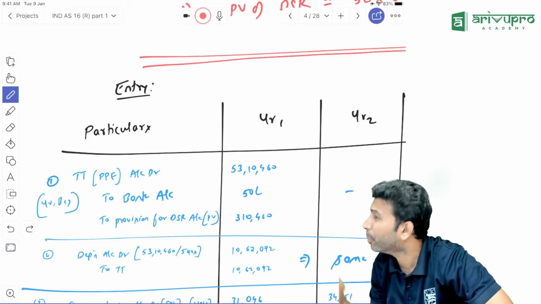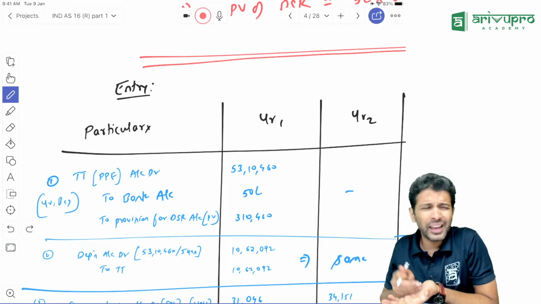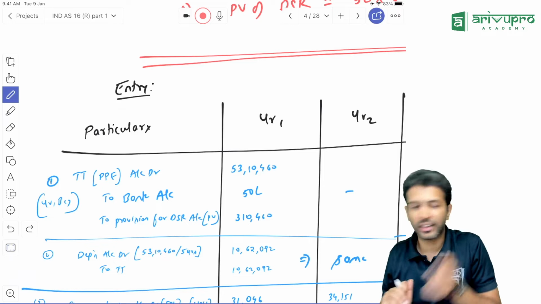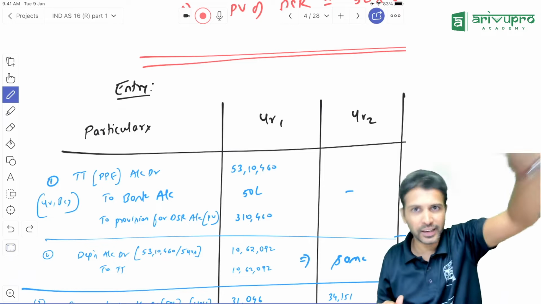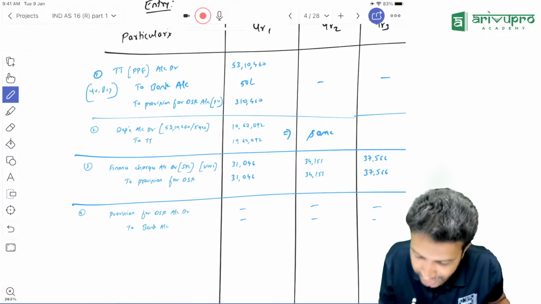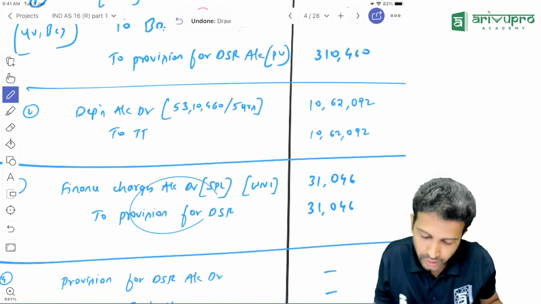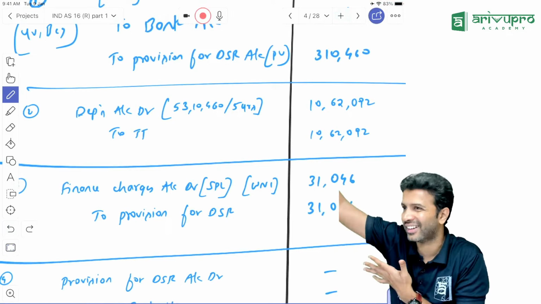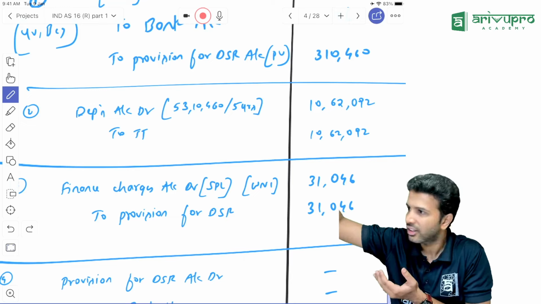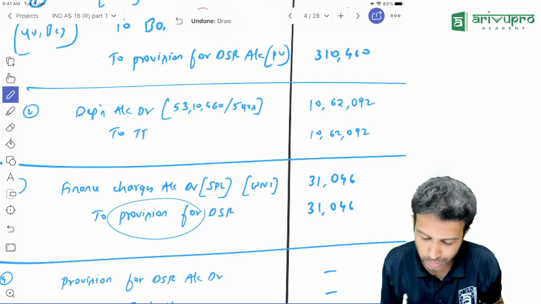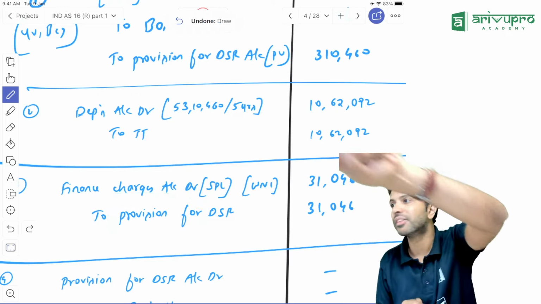Interest account debit to bank. Here, are you paying interest every year, or is it just for accounting sake? It is for accounting sake. That means the entry for interest will be finance charges account debit, to what? To bank? No, it will be to provision for DSR, because you are settling 5 lakh in totality. You are not settling every year's interest. So hence the entry will be, instead of finance charges to bank or interest charges to bank, finance charges to provision for DSR.